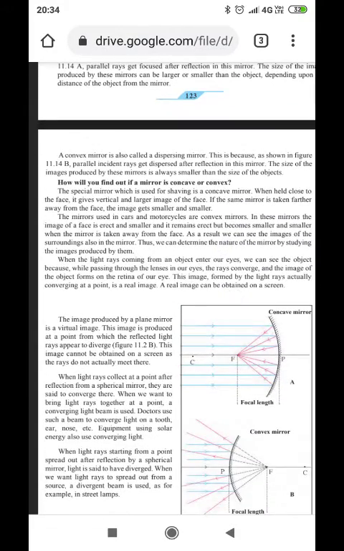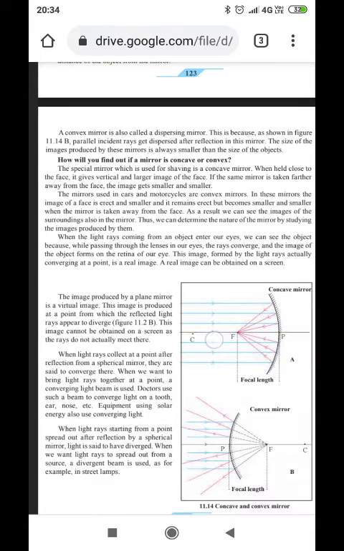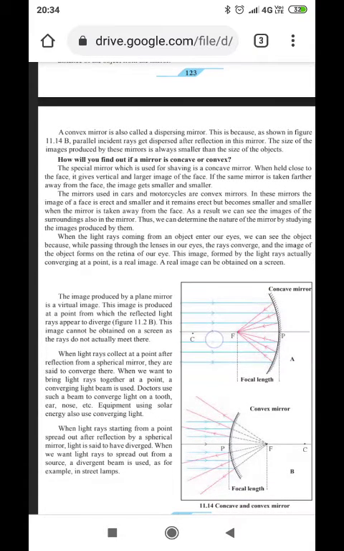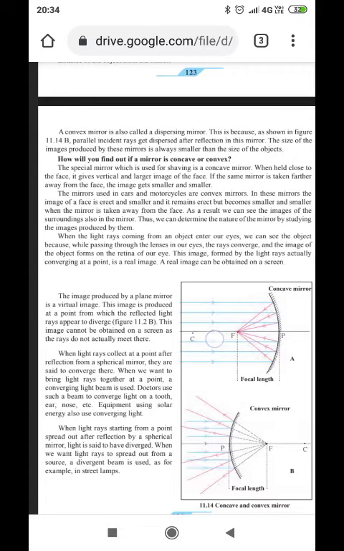The convex mirror is also called as dispersing mirror. This is because, as shown in the figure 11.14b, the parallel incident rays get dispersed after reflection of the mirror. The size of the image produced by these mirrors is always smaller than the size of the object.